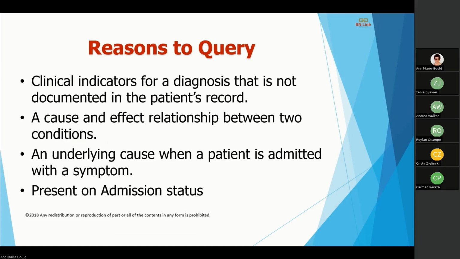And then present on admission status is really important when it comes to coding, because there are certain things that we look at, and the biggest thing that we look at are the HACs, the hospital acquired conditions. So that's why we always want to clarify POA status for all the diagnoses within that record, especially if they're on the HAC list.